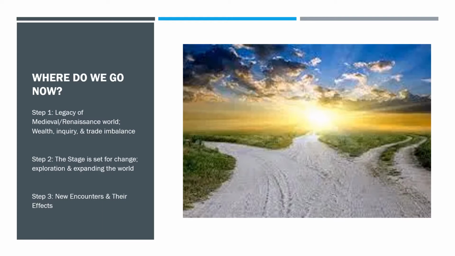So where do we go from here? Well, we're going to look at three things, three factors, three main arcs. The first is the legacy of the medieval and Renaissance world. This idea of where is wealth concentrated, what societies are the most successful, what leads to inquiry about the natural world, and also some other more close to home factors as to why the world changes around 1500, and that is largely due to a trade imbalance. There are a lot of other factors, but for our purposes, we're going to focus on the trade imbalance because, well, economics is always personal.